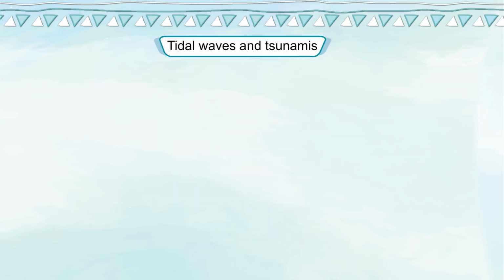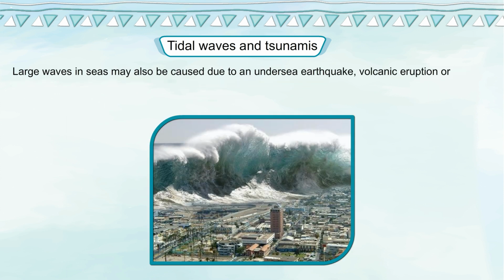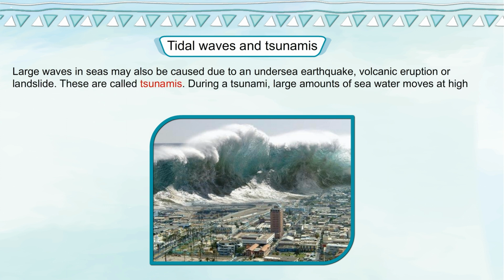Tidal waves and tsunamis. The gravitational force acting between the earth, moon, and sun cause rise and fall of the sea level. The waves generated due to this rise and fall are called tidal waves. Large waves in seas may also be caused due to an undersea earthquake, volcanic eruption, or landslide. These are called tsunamis. During a tsunami, large amounts of seawater move at high speed and swell up to form gigantic waves as they reach the land.